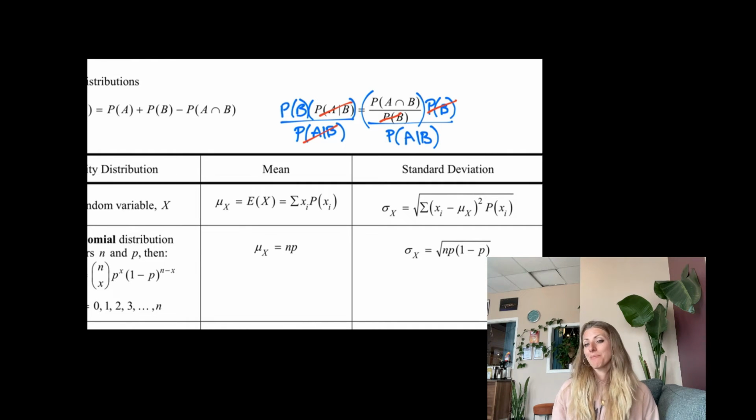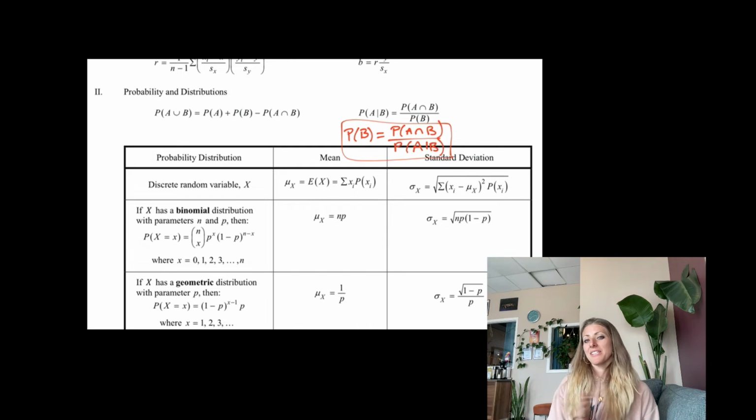And then you just end up with the probability of B is equal to the probability of A and B divided by the probability of A given B. So don't get tripped up on something silly like this, right? It's just algebra. It's just using another form of math in this math test.